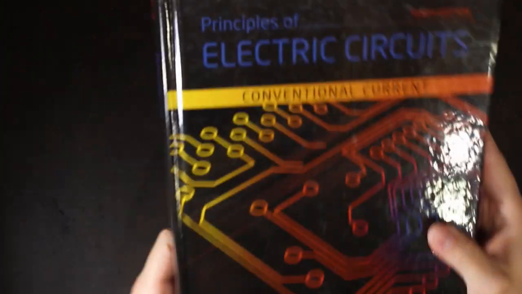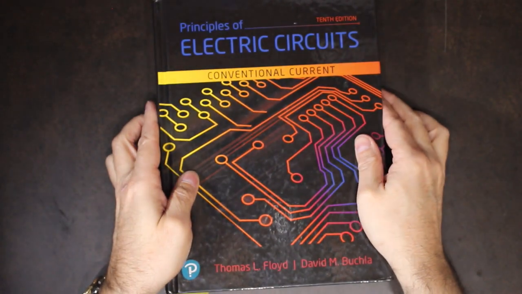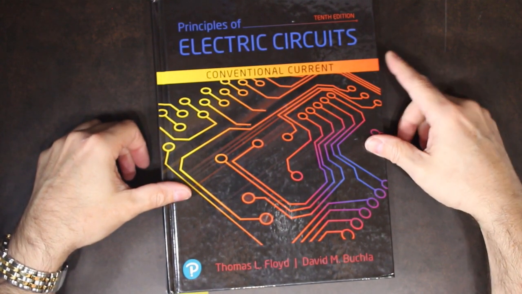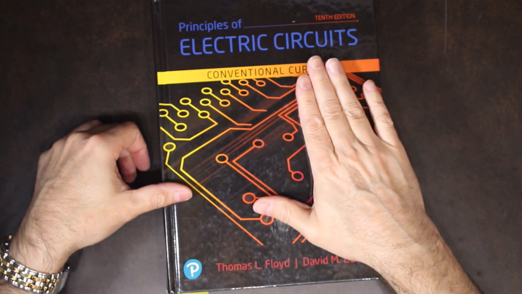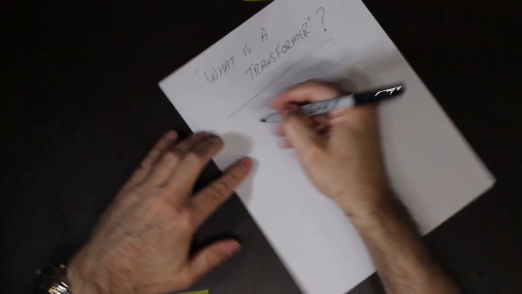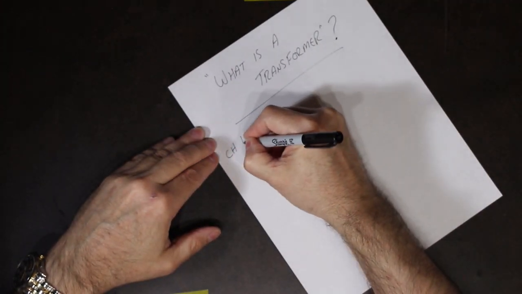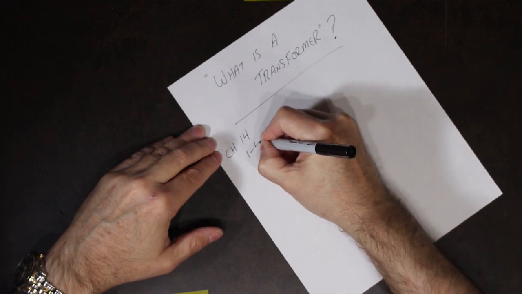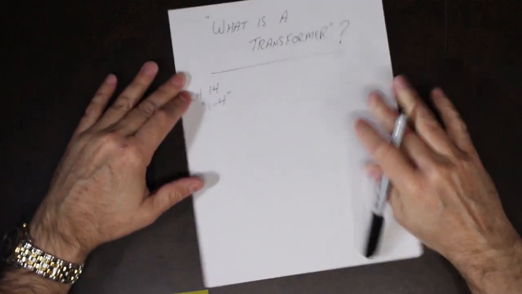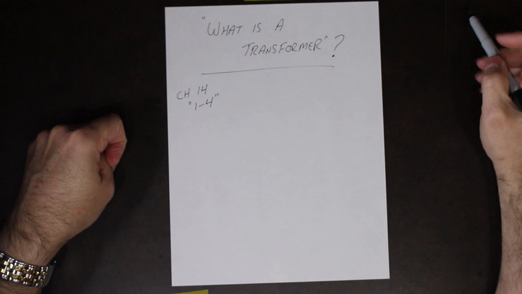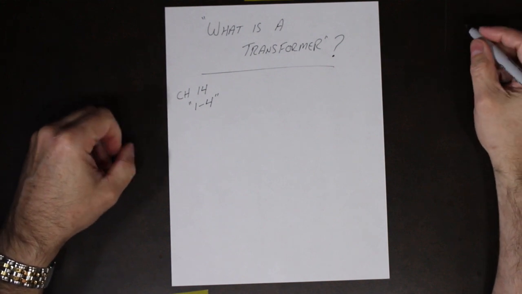So for further information, we have our textbook, Principles of Electric Circuits, Conventional Current Flow, by Floyd and Buchla. Transformers are in chapter 14 in this book. So, chapter number 14, sections 1 through 4 is what we're covering in the Tech 150 class. So, chapter 14, 1 through 4.